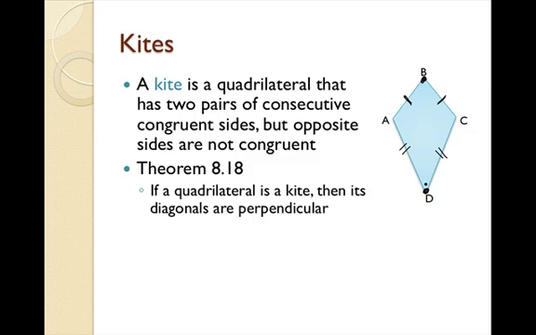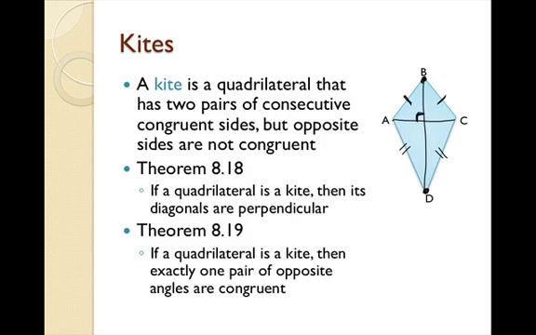Now, of course, we're going to have some theorems. Theorem 8.18 says, if a quadrilateral is a kite, then its diagonals are perpendicular. Let's draw these diagonals. We have a diagonal that connects vertex B with vertex D, and another diagonal that connects vertex A with vertex C. What this theorem says is that their intersection forms a right angle. These are perpendicular to each other.